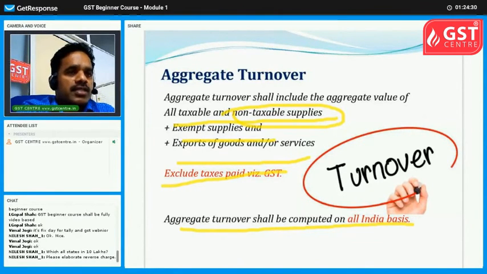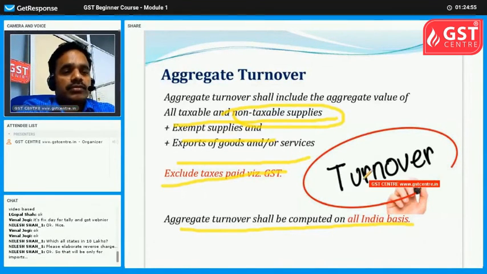Suppose one person has imported some goods from another country, say China. When the buyer in India is importing those goods from China, the Indian buyer has to pay tax to the government. That is a reverse charge. Means the buyer has to pay tax directly to the government. Hope the point is clear to you. It is a difficult point. It will be applicable only in such scenarios, mainly for imports.